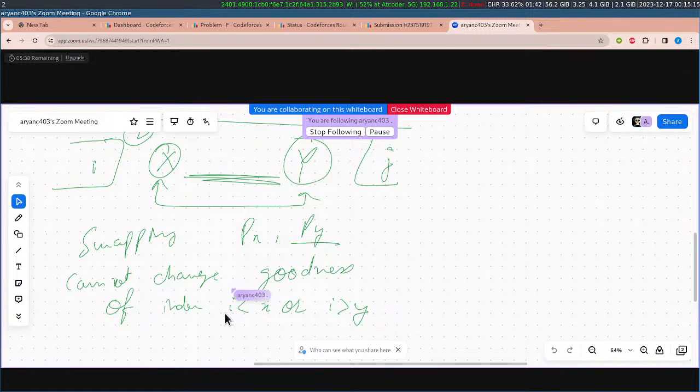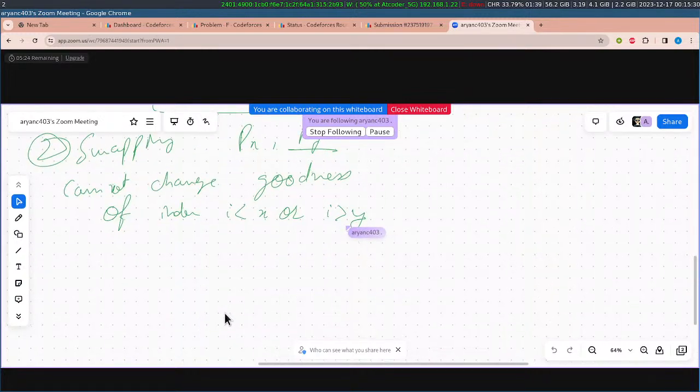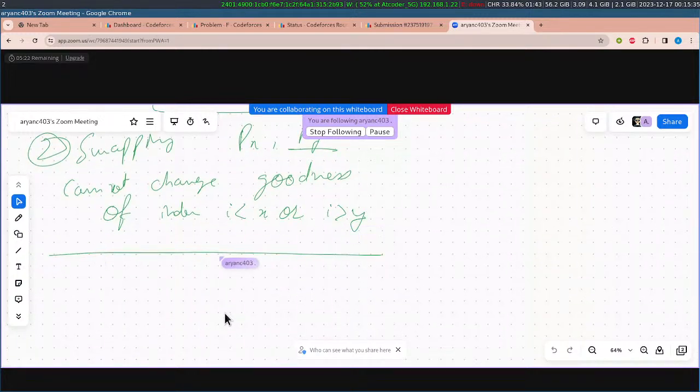The second claim is, if we are swapping x and y, then that will not change the goodness of all the indexes which are less than x or all the indexes which are greater than y. So now, one more claim.